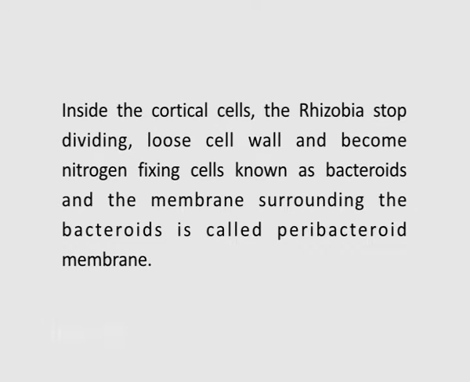The infection thread containing dividing rhizobia elongates through the root hair and forms branches that reach the cortical cells, where they are released either single or in groups enclosed by a membrane. Inside the cortical cells, the rhizobia stop dividing, lose cell wall and become nitrogen-fixing cells known as bacteroids, and the membranes surrounding the bacteroids is called peribacteroid membrane.